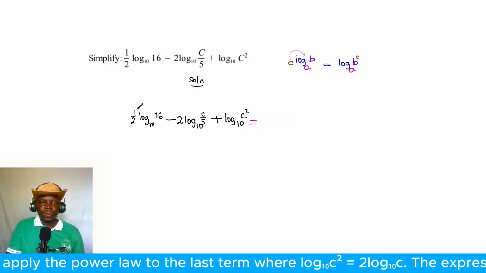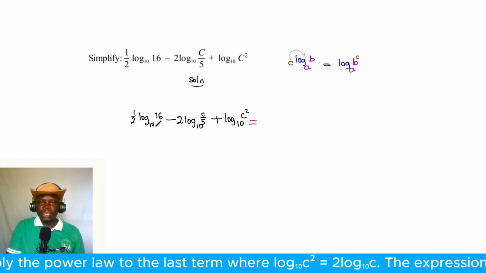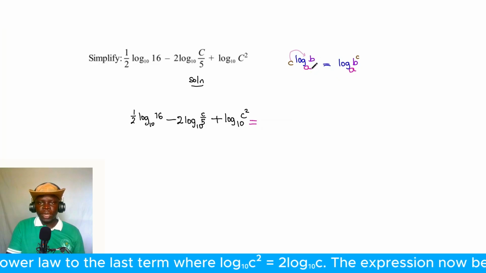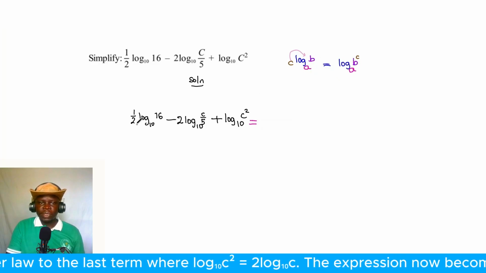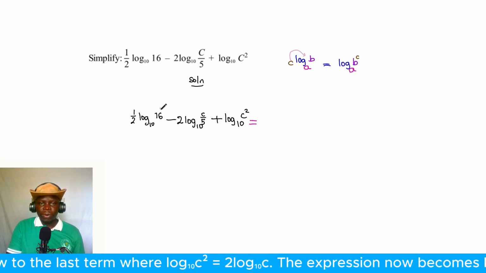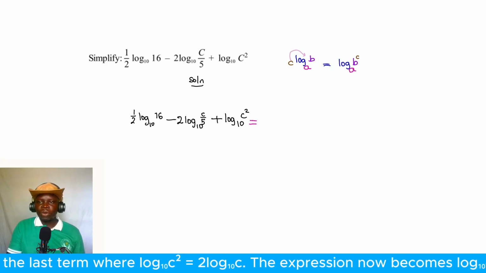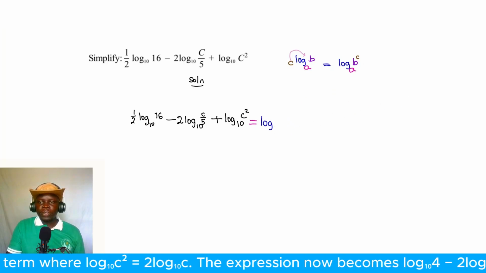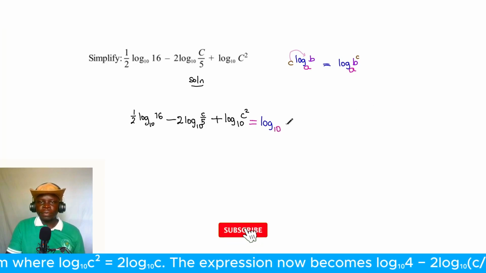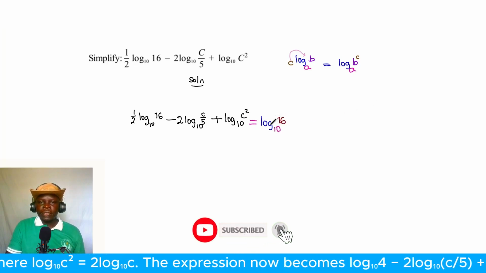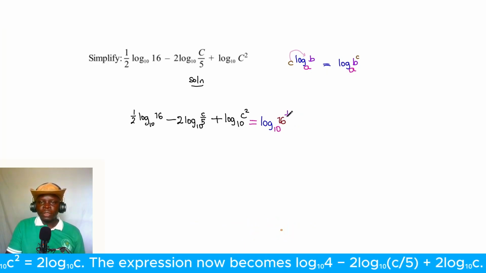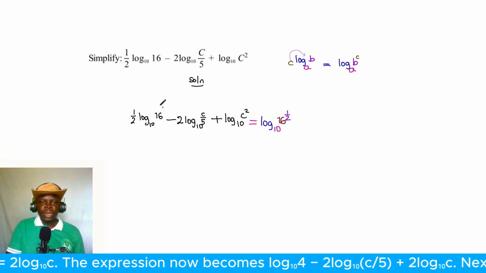Our c is corresponding to 1/2, our 10 is corresponding to a, and 16 is corresponding to b. So applying this rule and raising up this as a power or an index, we can go ahead and have this as logarithm to the base of 10 of 16, and this 16 is raised to a power of 1/2. So we're done with the first term.